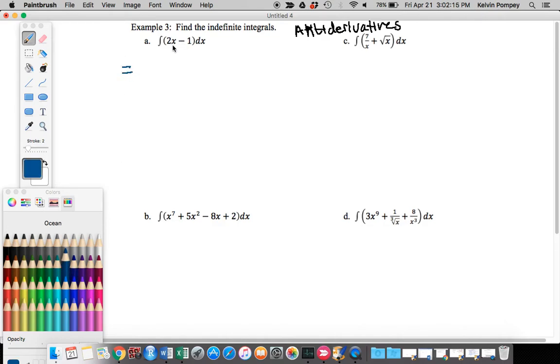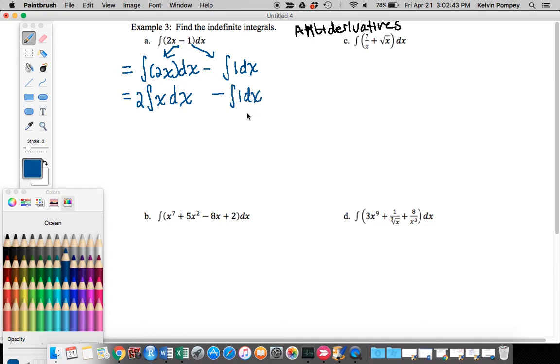I'm going to use that sum or difference rule that says I can do the integral of 2x dx and subtract off the integral of 1 dx. I can make two separate integrals separated by that same sign that they originally had. This first integral has a constant multiple, so I can bring that constant out, and I can do the integral of the rest. I'm going to keep this 1 in there so I can have something in there, all right?